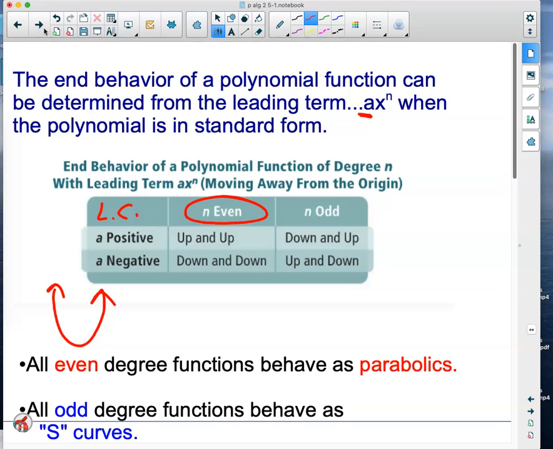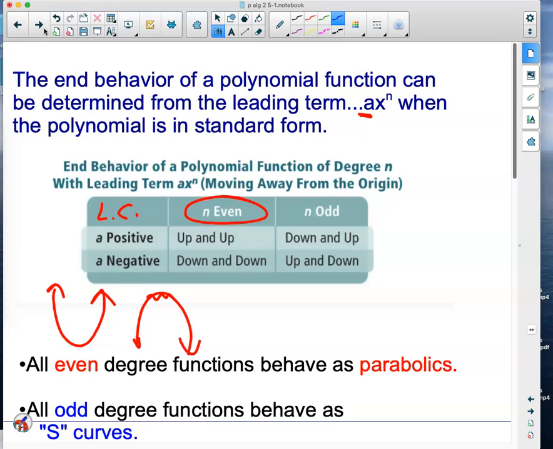If it's even, but there's a negative in front of it, well, we knew this from our parabolas before. Then it's going to open down. Again, could be some turning points in here. We're not concerned with those. We just want to know what is the end behavior doing. And this is down and down.